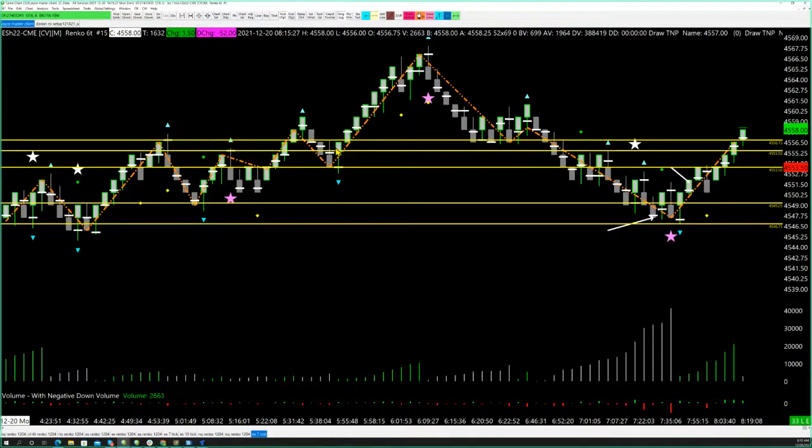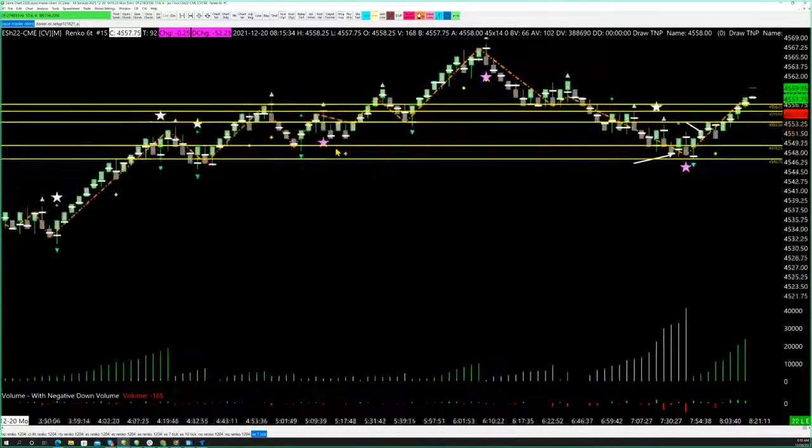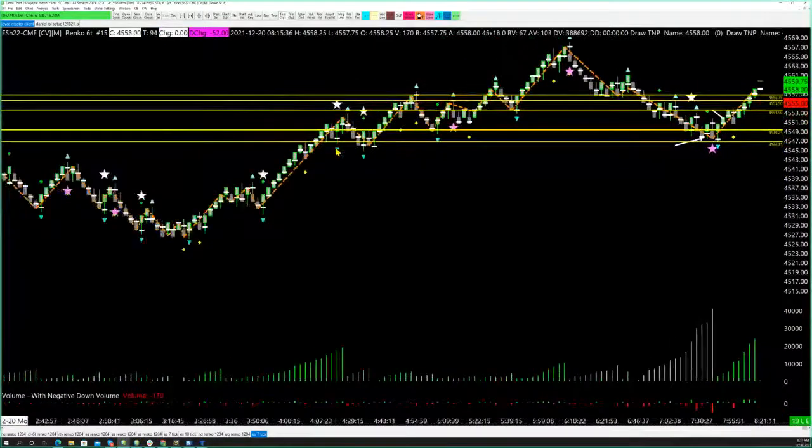You still want location off the 15-minute charts, and so on and so forth. But the idea works very, very well. It works very well on NQ. You have to be fast as lightning, right?